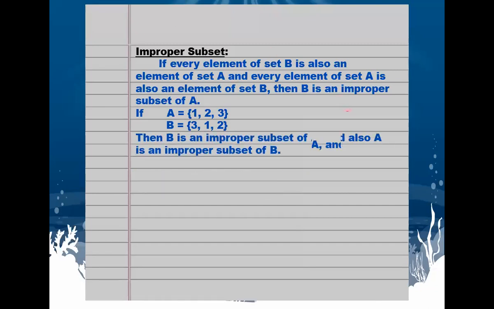then B is an improper subset of A, and also A is an improper subset of B. Next is, it is denoted by B is the improper subset of A, or you can write it down in this way: A is the improper subset of B.